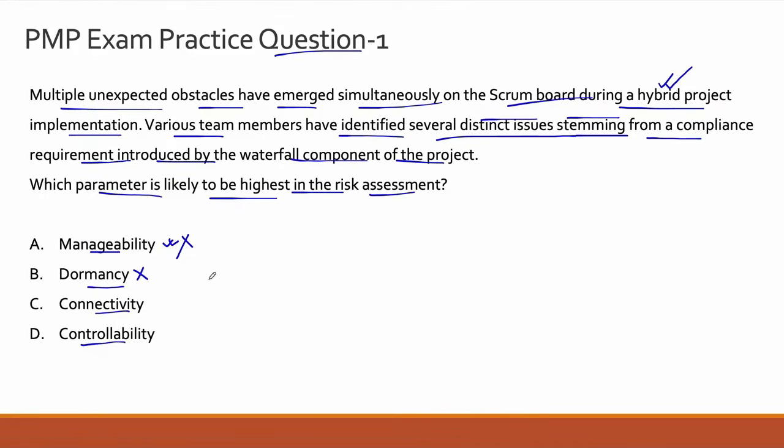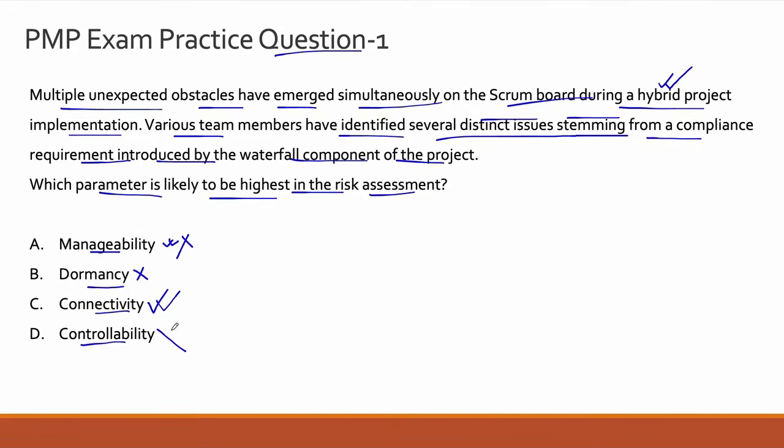Okay. Coming to option C, connectivity, this is the correct answer choice to this question because as I was explaining, once you have identified the risk, the next step is to assess the risk, and in terms of the assessment, what you do is you try to assess and connect the impact of the risk to various parts of your project verticals. Let's say cost, scope, schedule, resources, stakeholder, communication, procurement, etc. Okay. So C is the correct answer choice to this question.